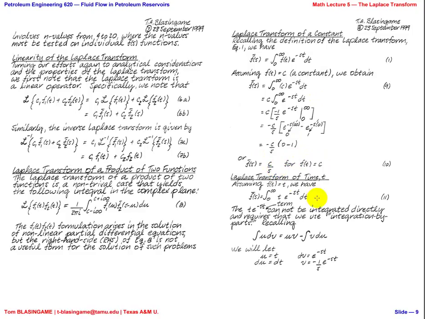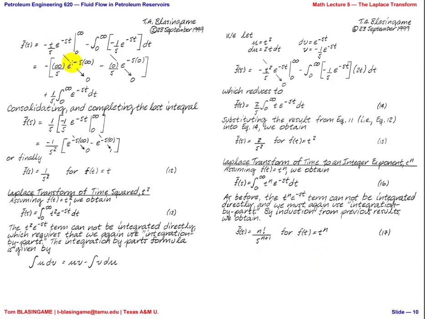Another common example is when the function is equal to t. You substitute t in the definition, and then, as I told you, you integrate by parts. In this case, I think only two rounds of integration by parts are required, and you can conclude that when the function in the real domain is equal to t, it is expressed in the Laplace domain as 1 over s power 2, okay?